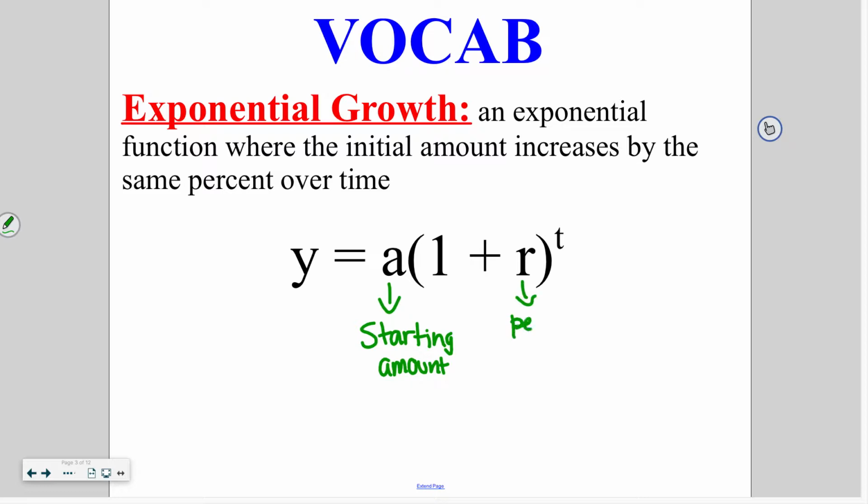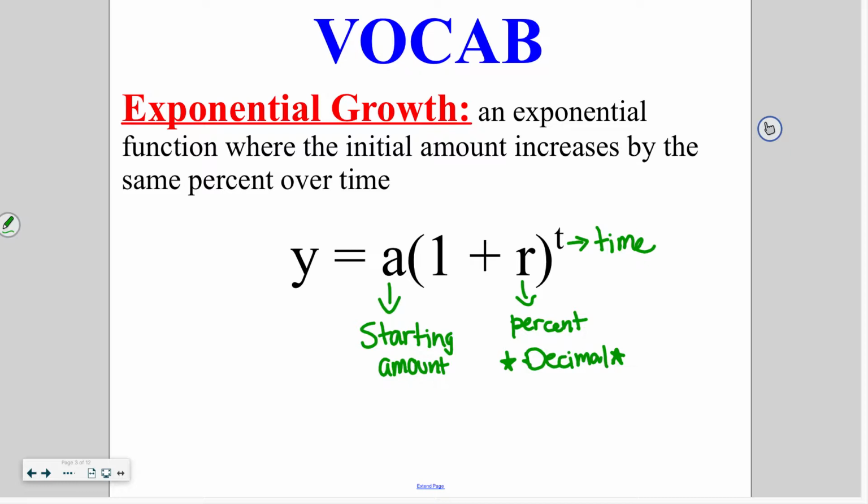R stands for your percent of change, and that needs to be written as a decimal. So it must be that percent written in decimal format. T is going to be the amount of time, paying careful attention to the actual units that they give it to you in.